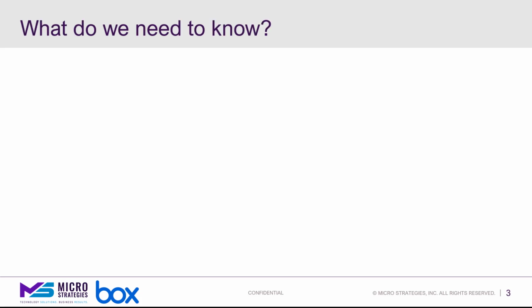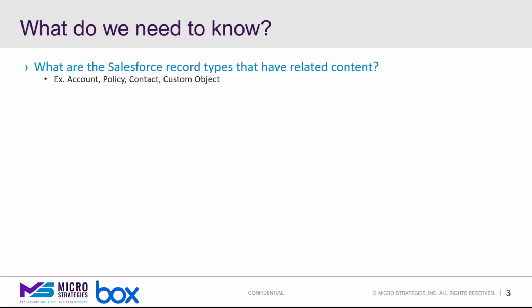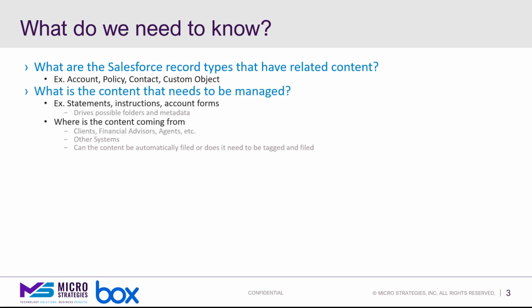Now, what do we need from you to really get this thing going? Well, we need to think about what are the Salesforce record types that have related content. As I said earlier, I used account as an example, but you could have policy, contact, maybe custom objects. What are those record types that will have related content? Next, what is the content that needs to be managed? Statements, instructions, account forms. The reason for this is this drives possible subfolders in your system, as well as the metadata to find these documents, that lower level of granularity, that search we talked about.